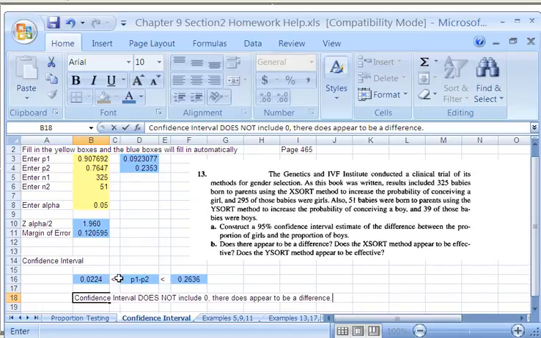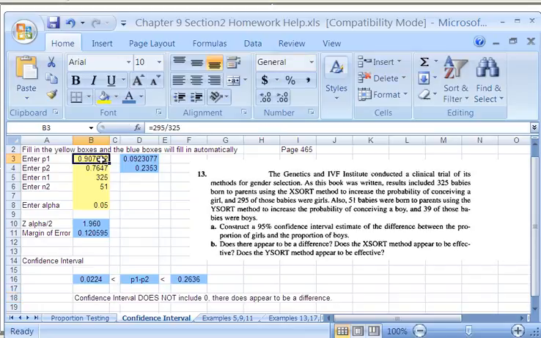If it includes 0, then there is not a difference between the two proportions. If it does not include 0, then there is a difference between the two proportions. So we've been able to show that our proportion using the XSort is different than our proportion using the Y-sort. So we could, in fact, conclude that the XSort method appears to be a little bit more effective than the Y-sort method.